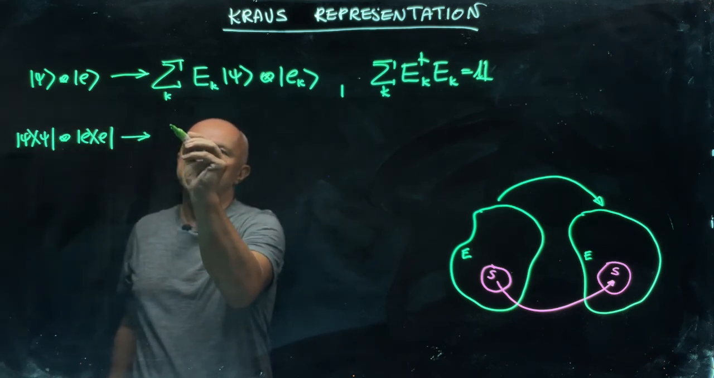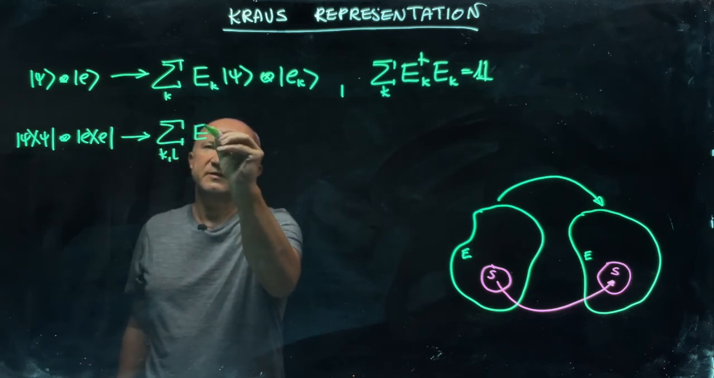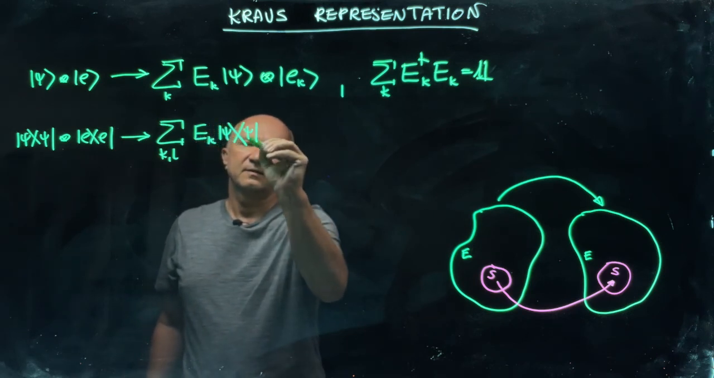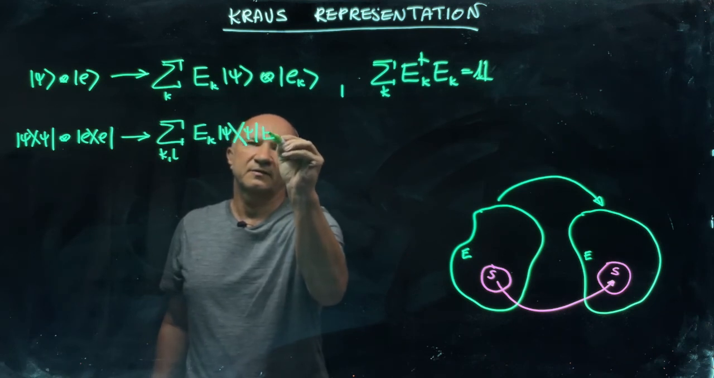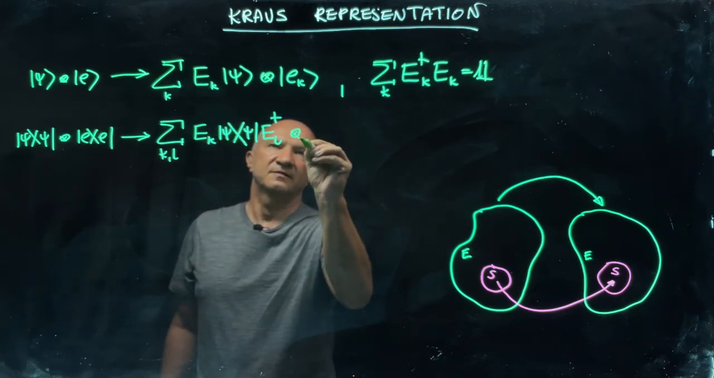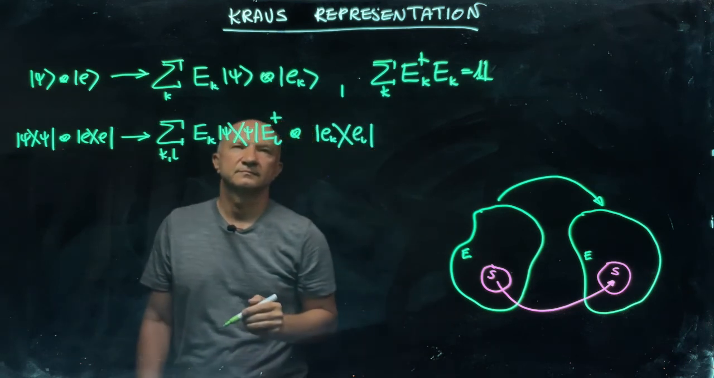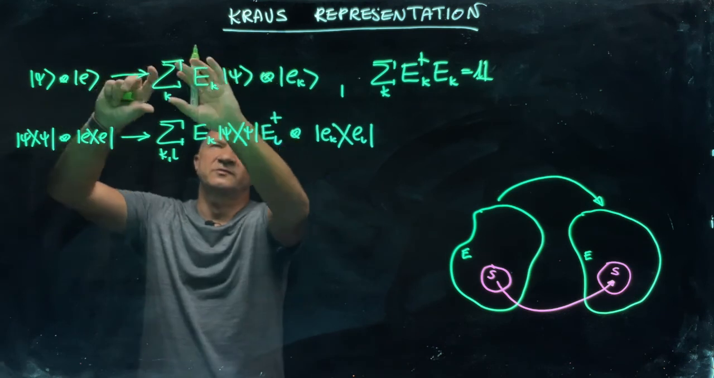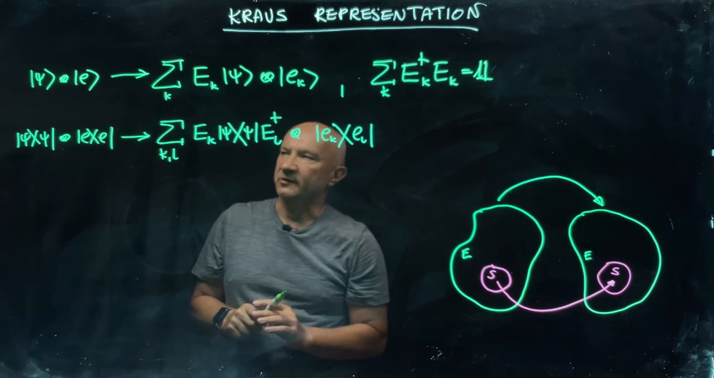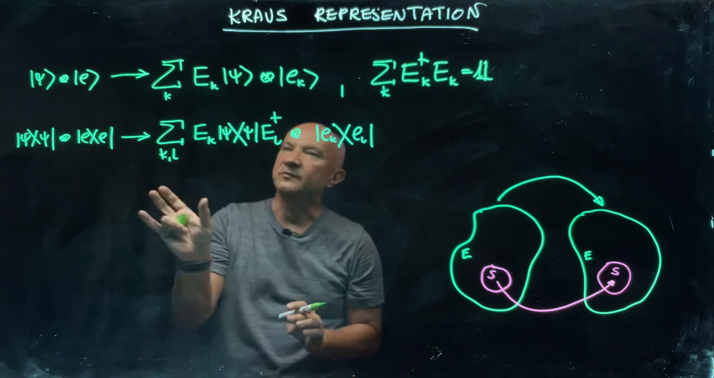So now this will evolve, and it will be a sum over K, L of E sub K acting on psi, then this is a projector on psi, here will be E sub L dagger, tensor E_K E_L. Right? I just took this expression here and turned it into projectors on both sides. So now we have a relation between the density operators at the input and at the output.